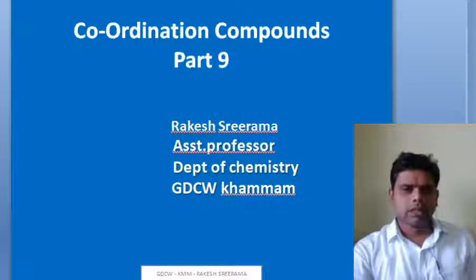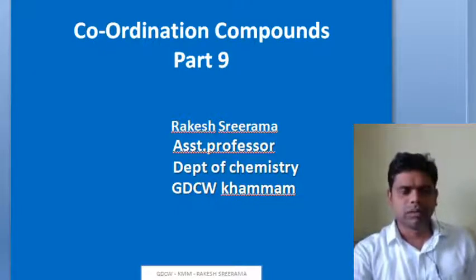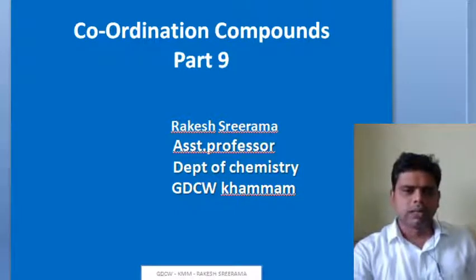We were looking at geometrical isomers and optical isomers, and at the end of this part 9 you will be able to understand geometrical isomers in square planar complexes, optical isomers in tetrahedral complexes, and optical isomers in octahedral complexes. That is the gist of this part 9.